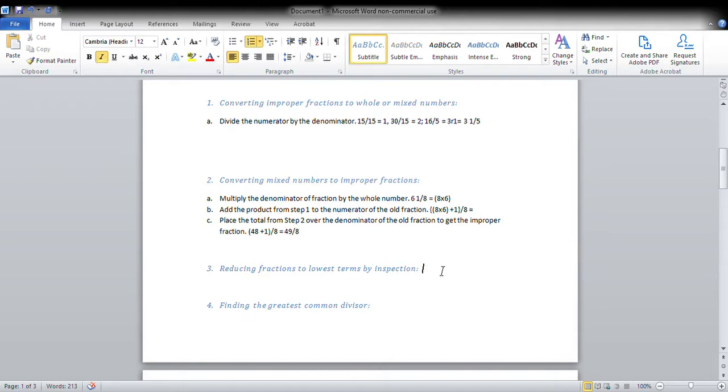So let's move on. Reducing fractions to the lowest term by inspection. So what do we mean by inspection? We mean looking at it. So the step here is only one step, and it is to find the largest whole number that will divide evenly into the numerator and the denominator.